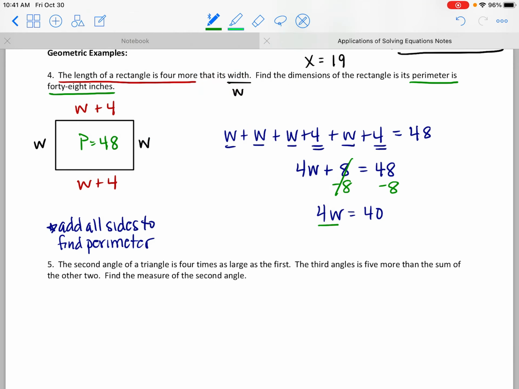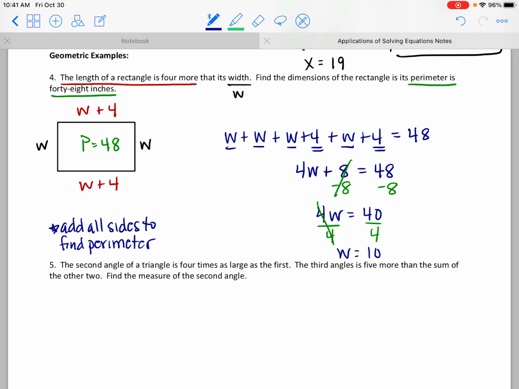And now I can divide both sides by 4. So now I have 1w all by itself equal to 40 divided by 4, which is 10. That means the width of my rectangle is 10. And if the length was 4 more, then the length has to be 14. So my width is 10, and this was inches, right? So it's 10 inches, and my length is 4 more, so that would be 14 inches.